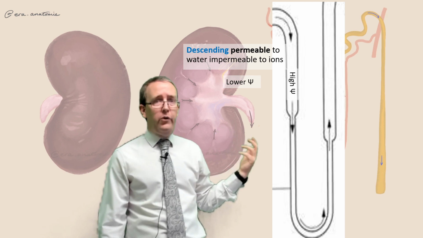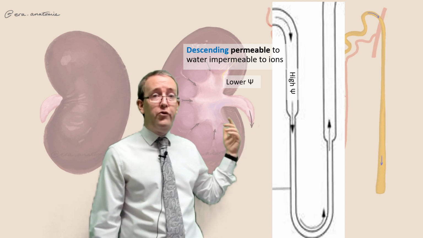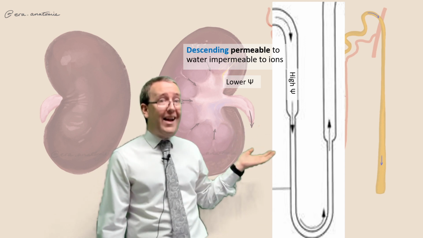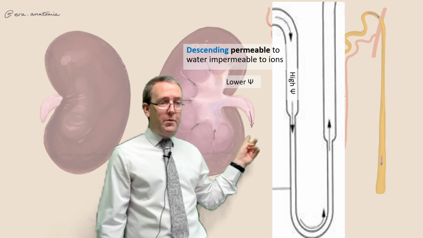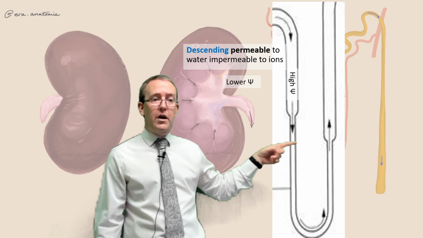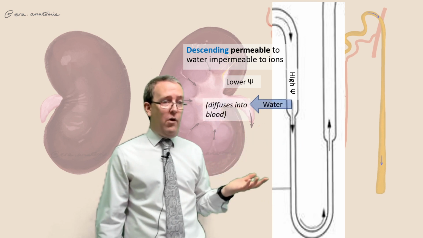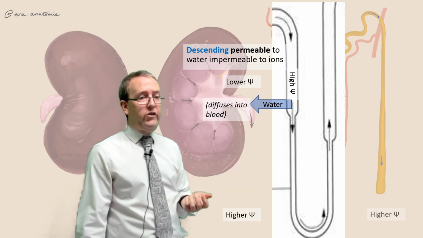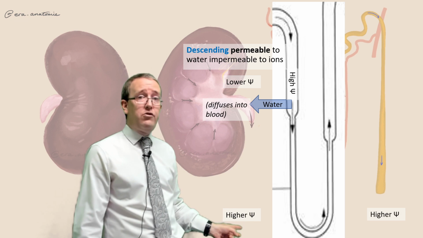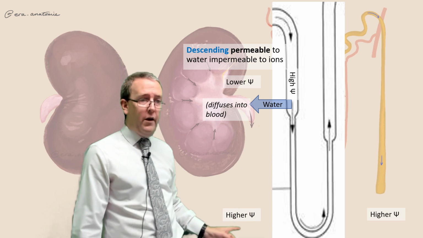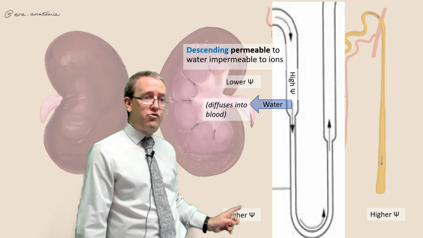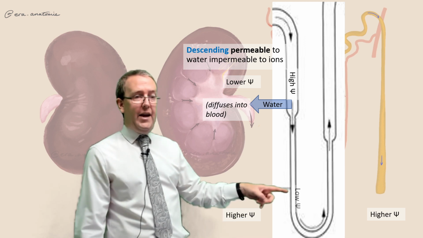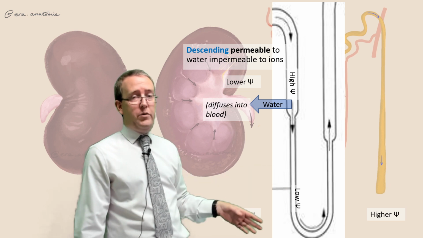That's going to lead to osmosis. That's going to lead to water moving out of the loop of Henle into the surrounding tissues, and that's going to change the water potential. Here is going to become more dilute, and here is going to become more concentrated. So as we go down, water diffusing out into the tissue and eventually into the blood, we're going to end up with a higher water potential down here, purer water. We're adding water in, so we're making the solution more dilute. And because water's coming out of the loop of Henle, that's going to end up being a lower water potential.